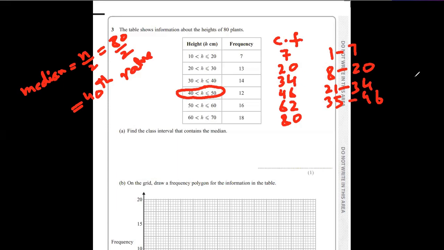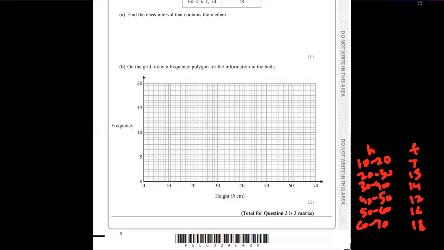Right, and then it says on the grid, draw a frequency polygon. Who is going to help me with the second bit? Right, Alishma, what are the rules for a frequency polygon? Frequency is plotted against the midpoints. So first of all, what's the midpoint of 10 and 20? That must be 15. So against 15, it should be 7. So 7 will be there.